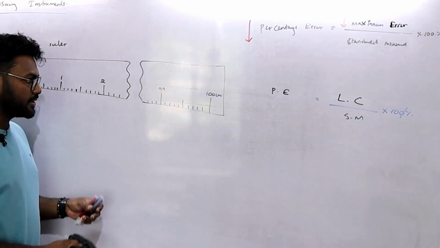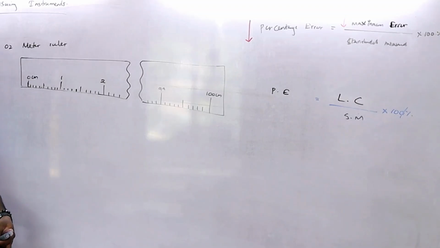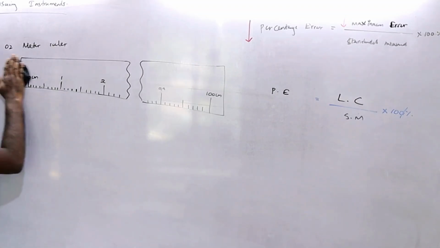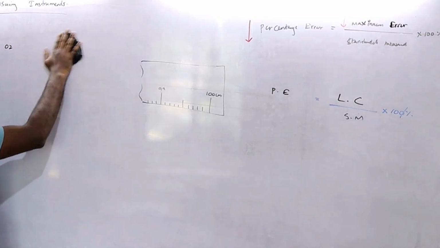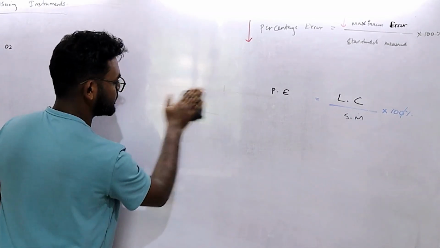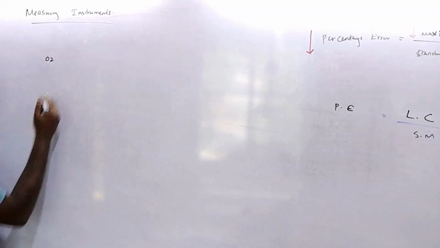Lesser least count. Do you get the idea why we need to switch to different measuring instruments? Great. Alright, so we'll write the second one, the vernier caliper.